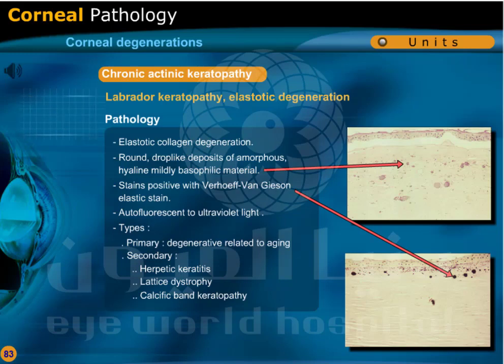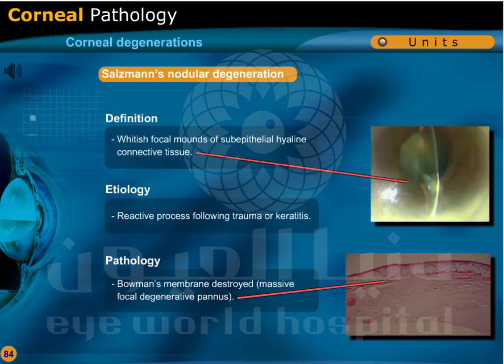Labrador keratopathy may be primary as a degenerative condition related to aging, or secondary to herpetic keratitis, lattice dystrophy, or calcific band keratopathy. Salzmann's nodular degeneration, whitish focal moons of subepithelial hyaline connective tissue, as a reactive process following trauma or keratitis. Bowman's membrane is destroyed, massive focal degenerative pannus.